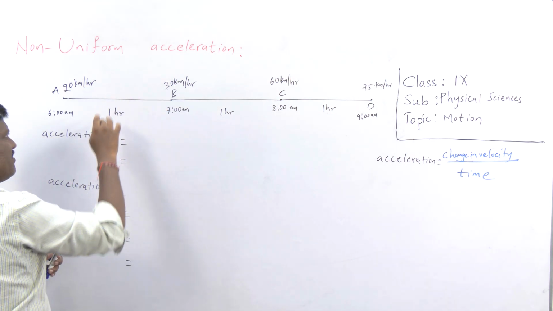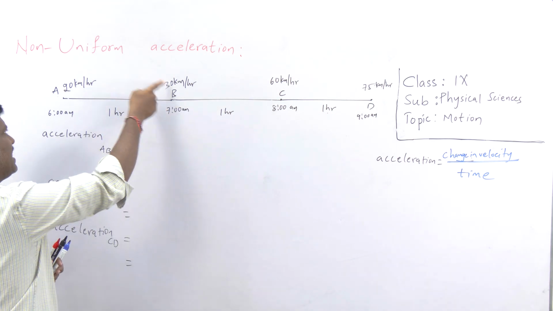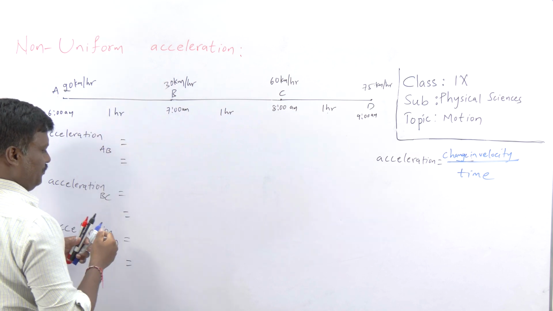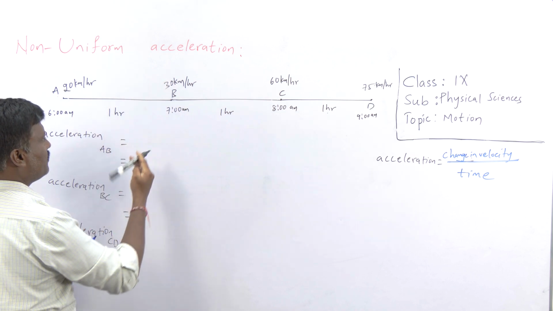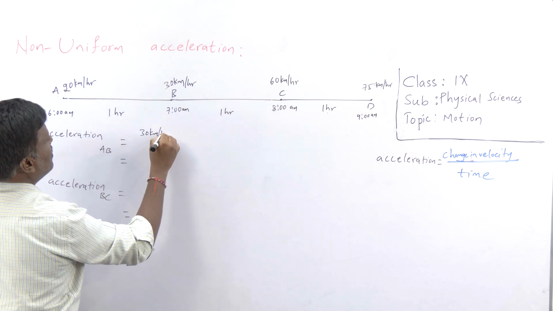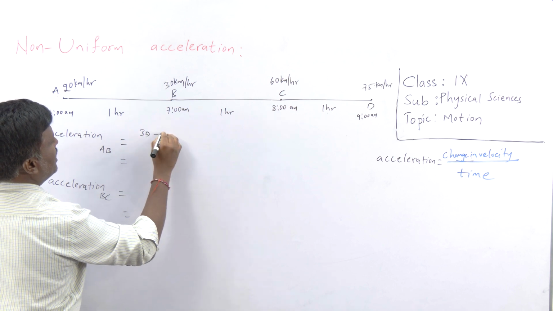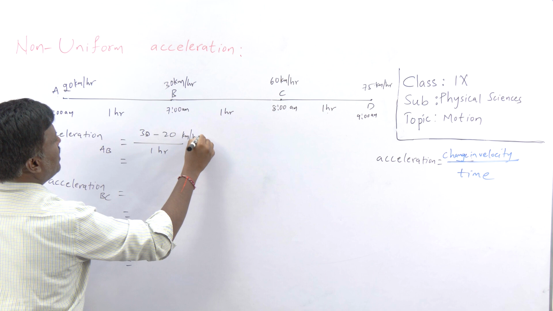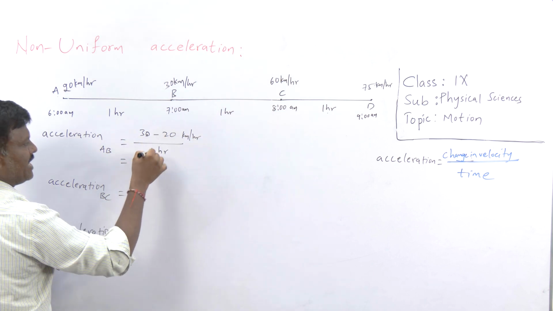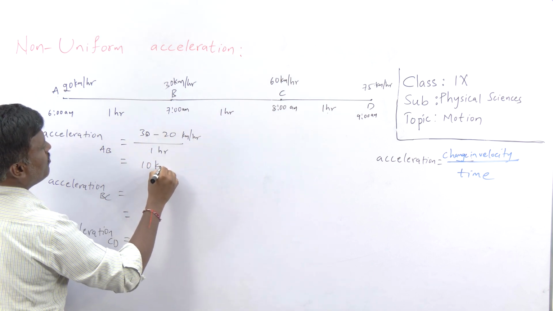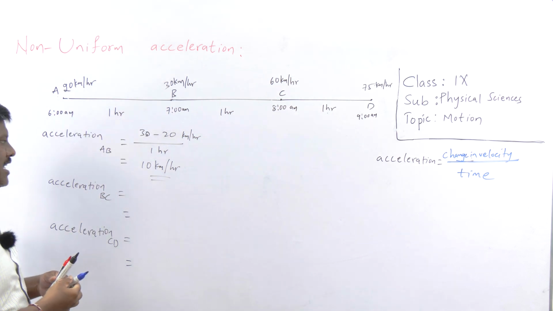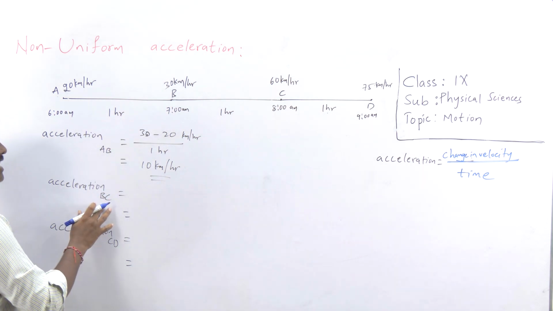So what is the change in velocity? What is the final velocity? 30. Initial velocity 20. 30 minus 20 by time. So we have to write 30 km per hour minus 20 km per hour by time. How much time? 1 hour. Okay, 30 minus 20, 10. 10 by 1, 10. 10 km per hour. What is the change in the speed during AB? 10 km per hour.